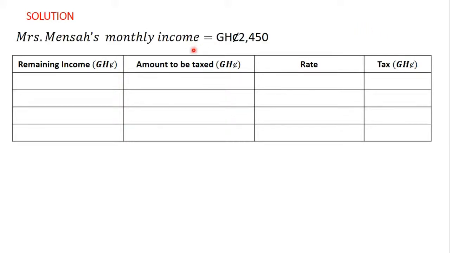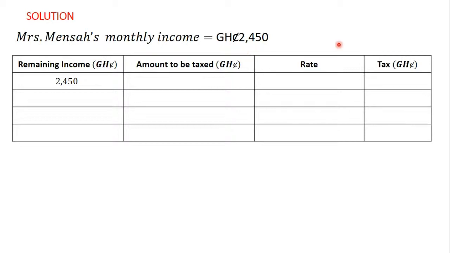Remember that Mrs. Mensah's monthly income is 2,450 Ghana cedis. Before we start calculating the tax, we know that the amount remaining is 2,450 Ghana cedis, which is Mrs. Mensah's monthly income. Now, we know that we will have to divide 2,450 Ghana cedis into the groups that we saw in the table that was given to us in the question.